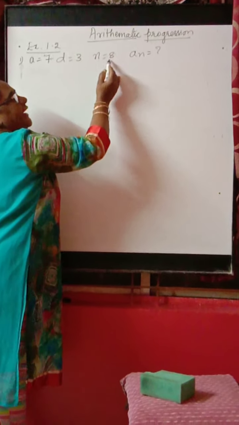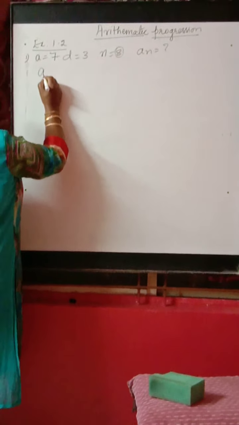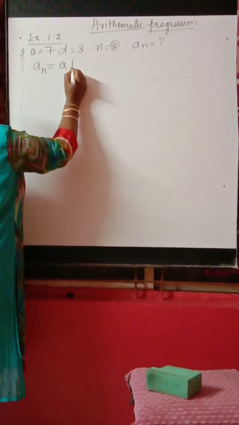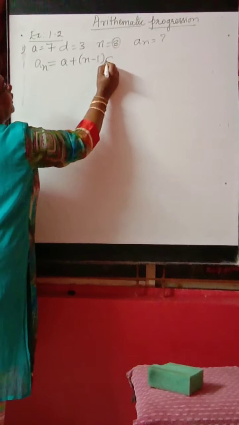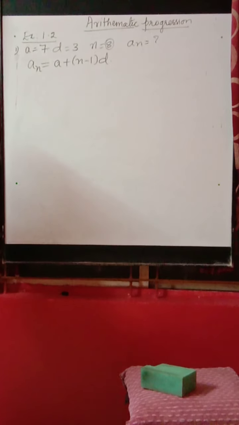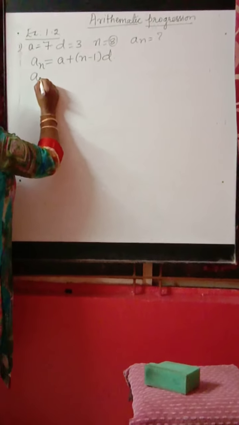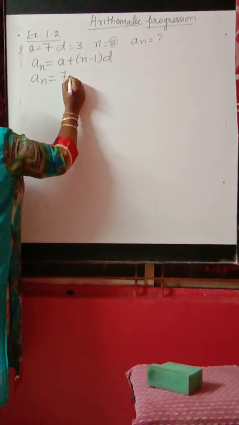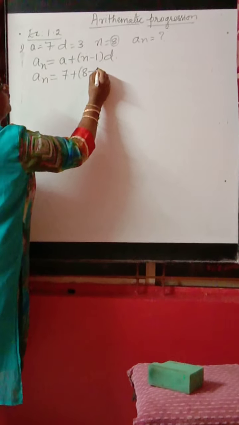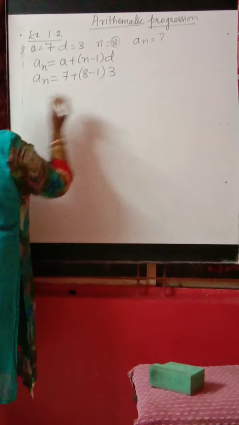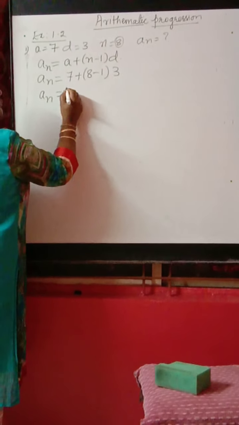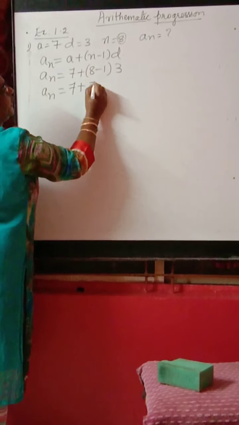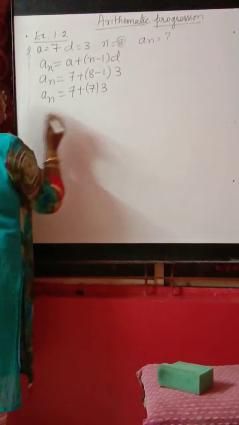Last term is nothing but the 8th term. Since it has only 8 terms, the last term is nothing but the 8th term. So what is the 8th term? We have to find it out. We know that AN is equal to A plus N minus 1 into D. Substitute the values of A, N and D. AN is equal to A means 7, plus 8 minus 1 into D. D means 3. So AN is equal to 7 plus 7 into 3.